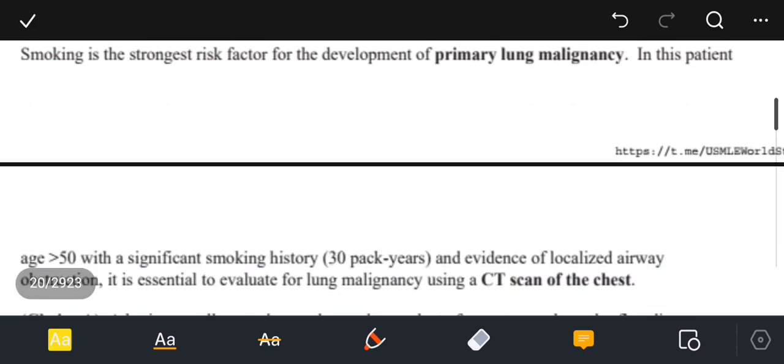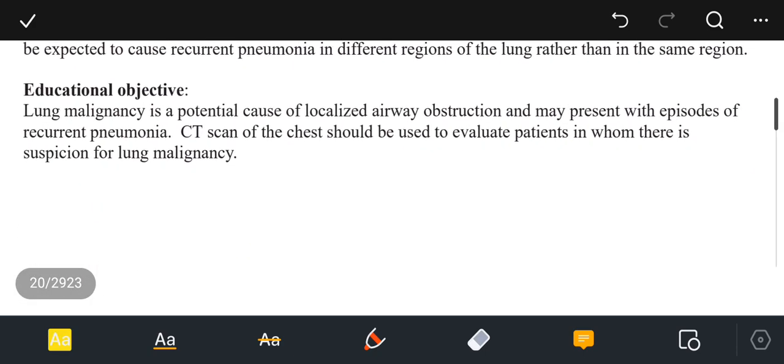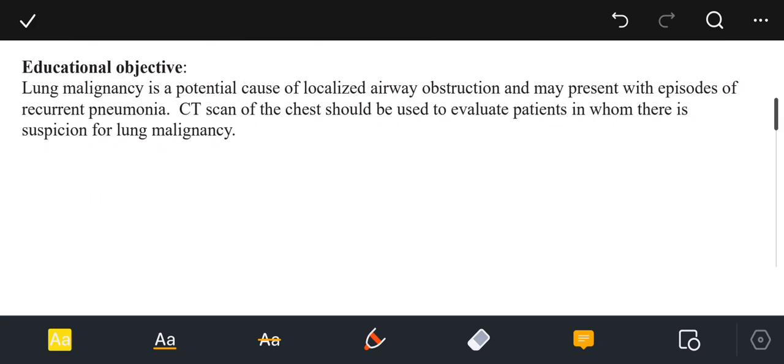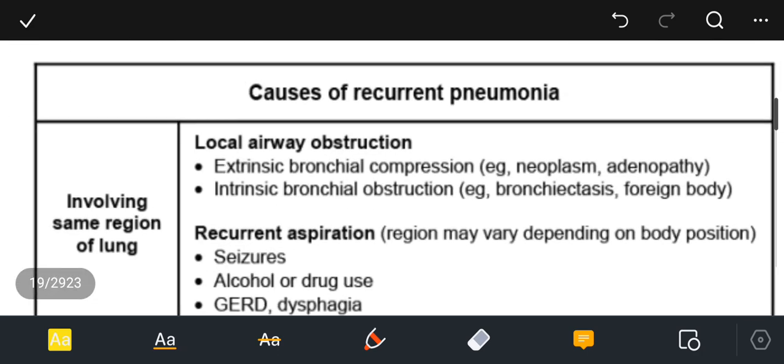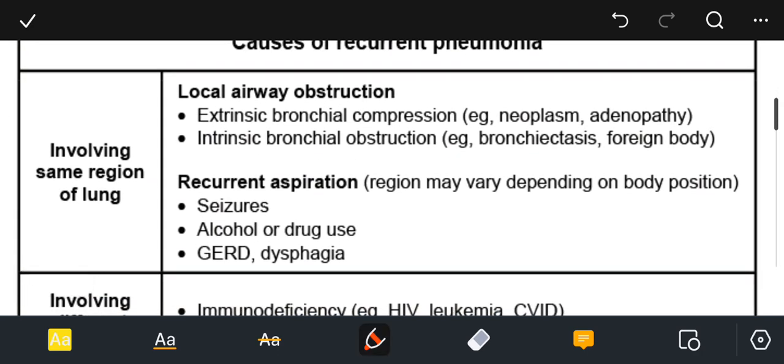The educational objective of this question is stating that lung malignancy is a potential cause of localized airway obstruction and may present with an episode of recurrent pneumonia. CT scan of the chest should be used to evaluate the patient in whom there is suspicion of lung malignancy. The table is stating the causes of recurrent pneumonia involving the same lung region, local airway obstruction like extrinsic bronchial compression, for example by the neoplasm or the adenopathy, intrinsic bronchial constriction like bronchiectasis and foreign body.